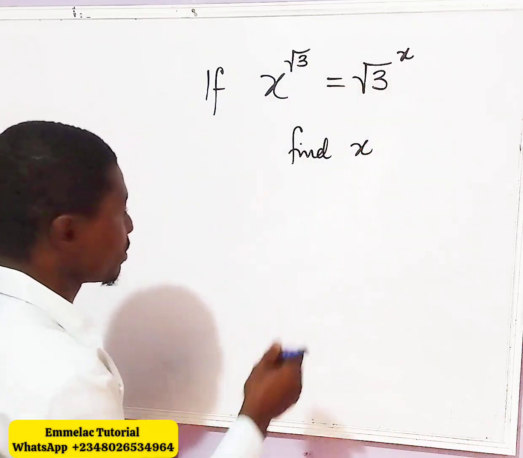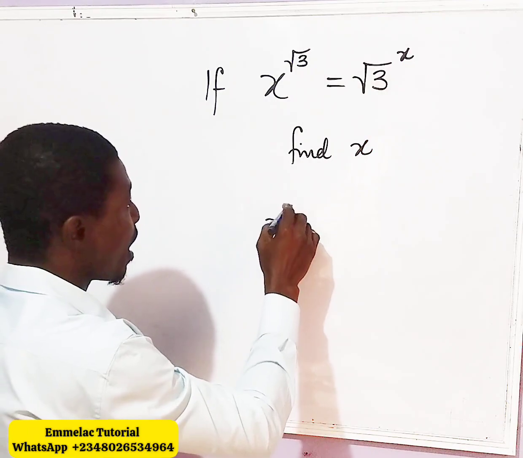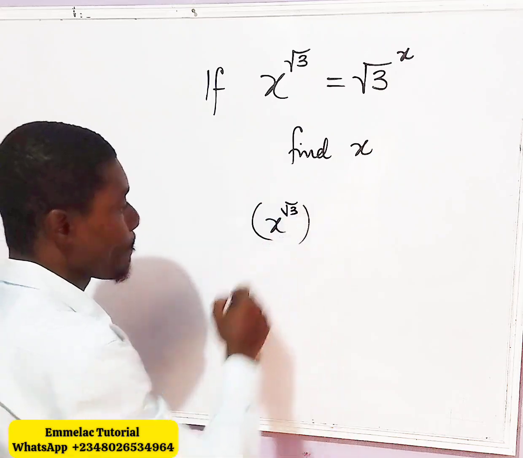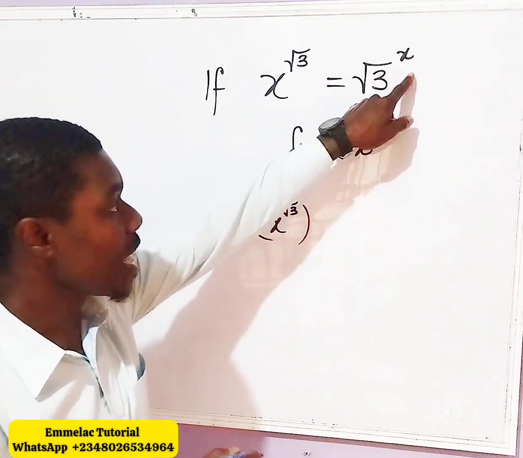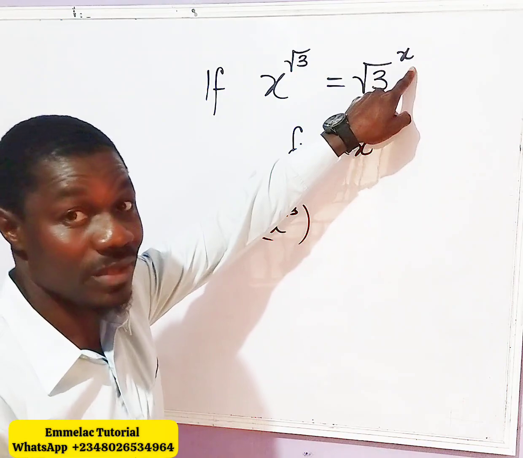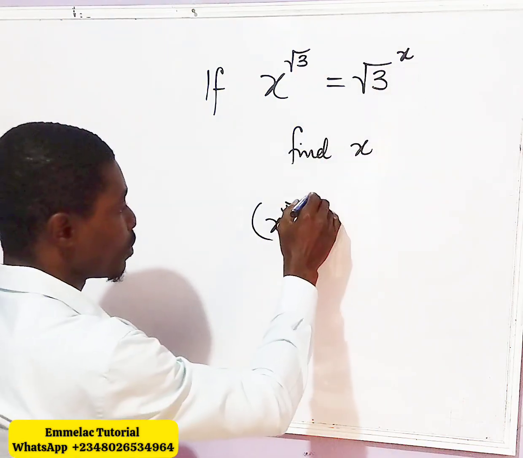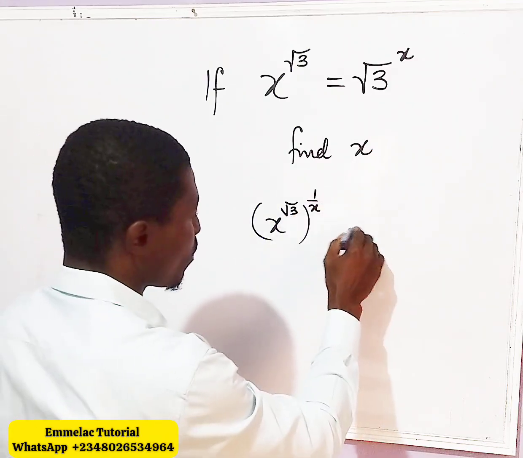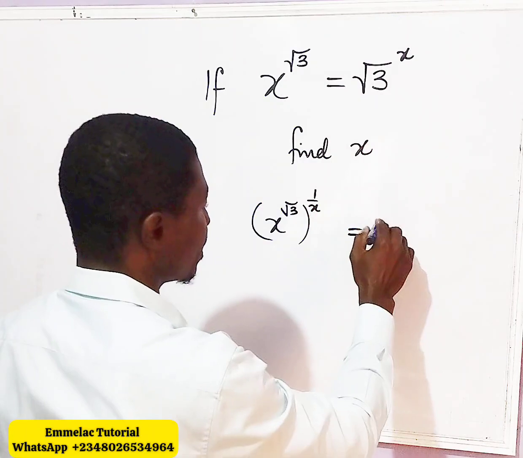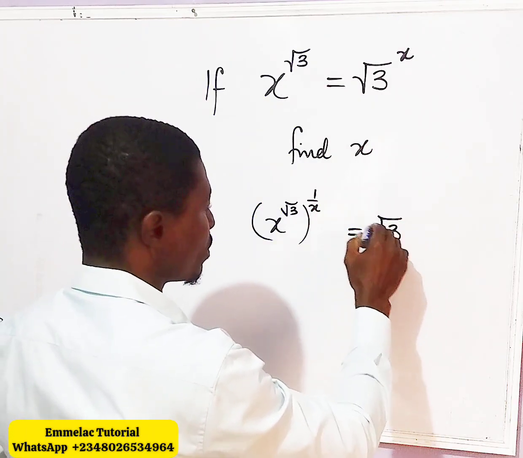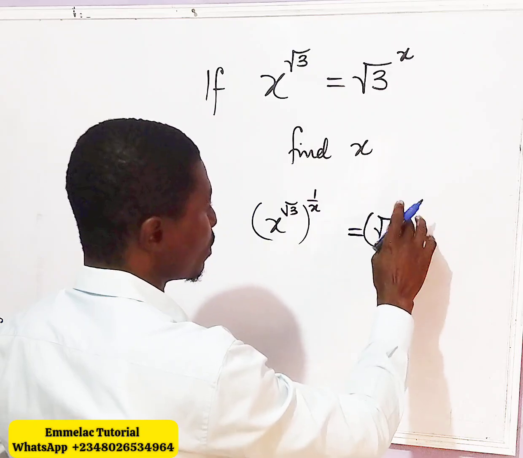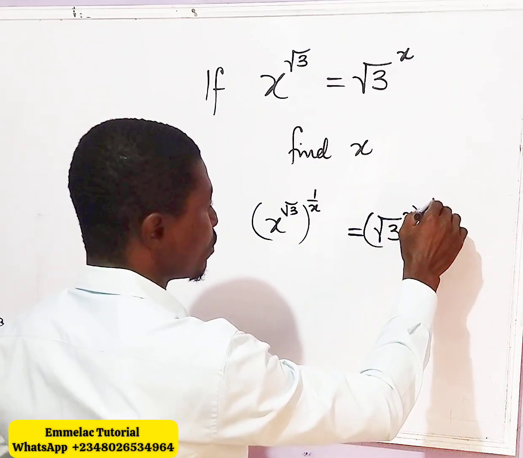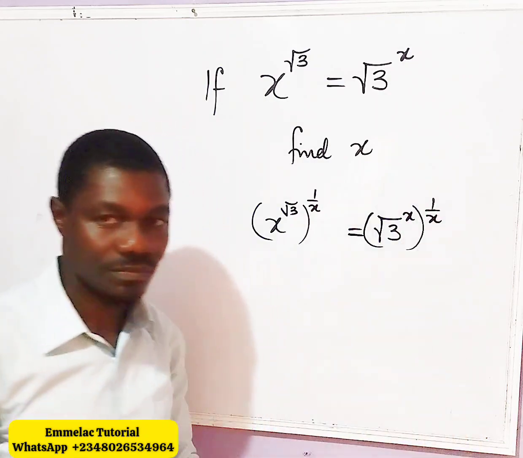Now in this case, x raised to the square root of 3. Now for us to bring x here, all we just need to do is to raise both sides by the reciprocal of x, which is 1 over x. Then equals, the same applies here, the square root of 3 raised to x, or raised to 1 all over x.